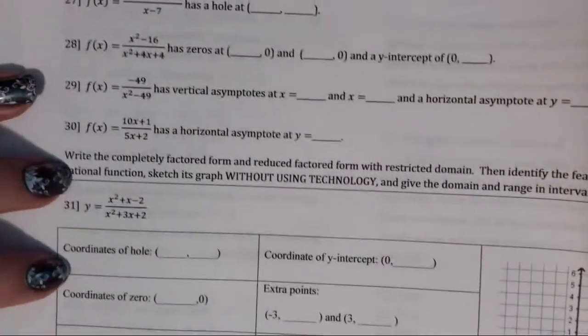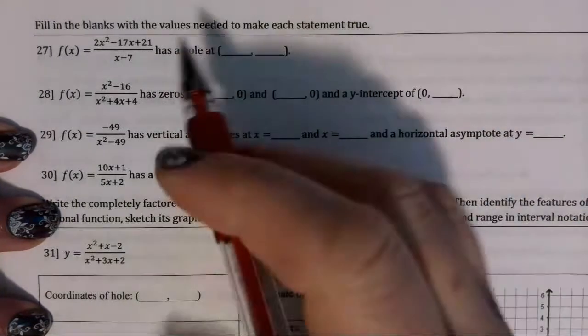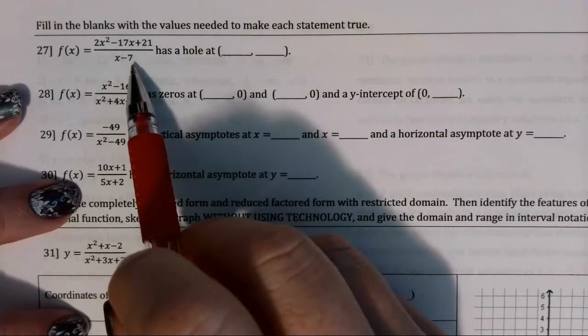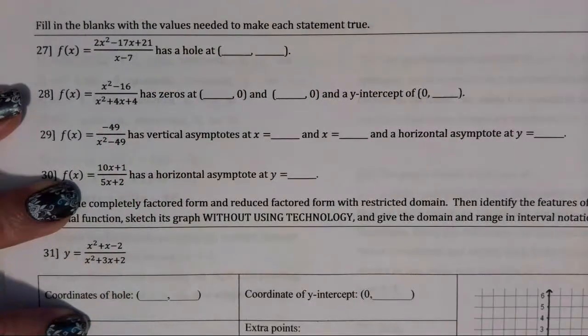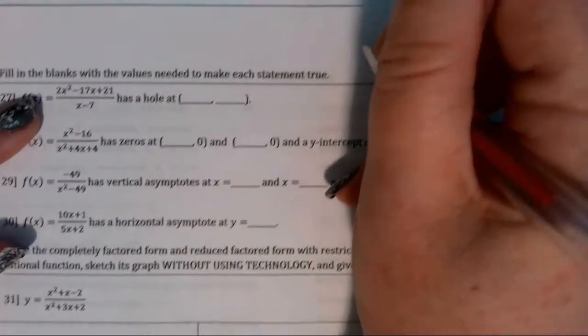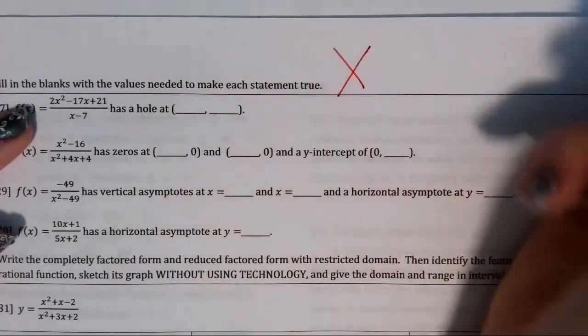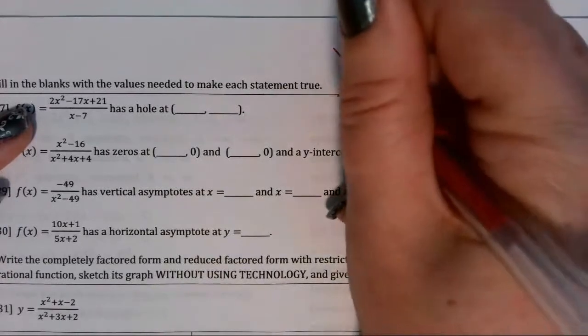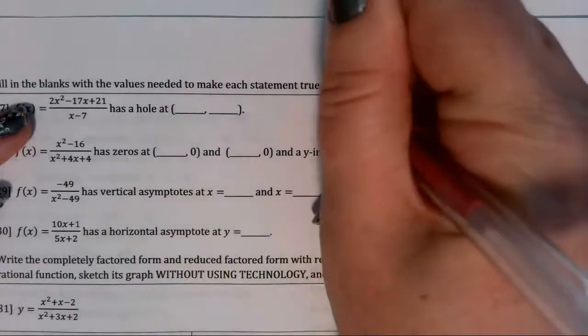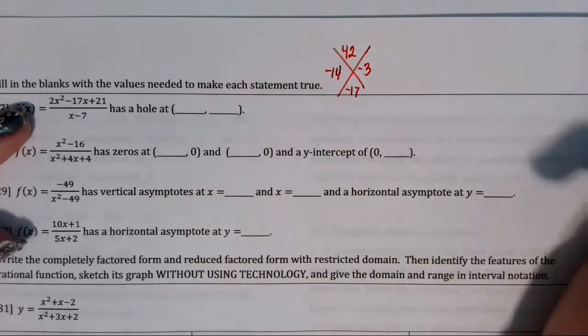And then looking at the section at the top of the next page, number 27, 2x squared minus 17x plus 21 divided by x minus 7, and we want to know where is the hole in that graph. So I need to factor that numerator. I'm looking for factors of a times c, which would be 42, that add to equal b, which is negative 17, and that'd be negative 14 and negative 3.